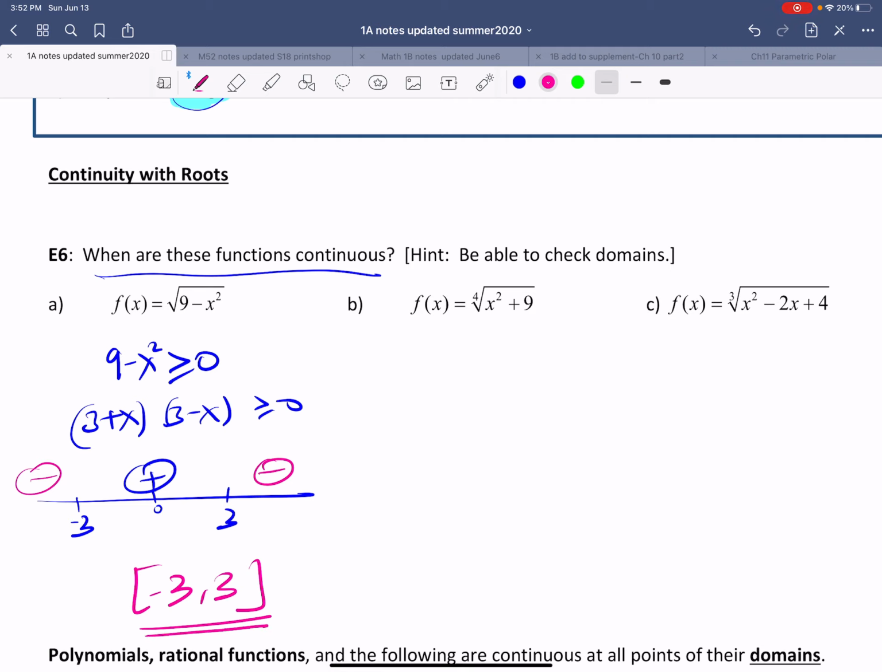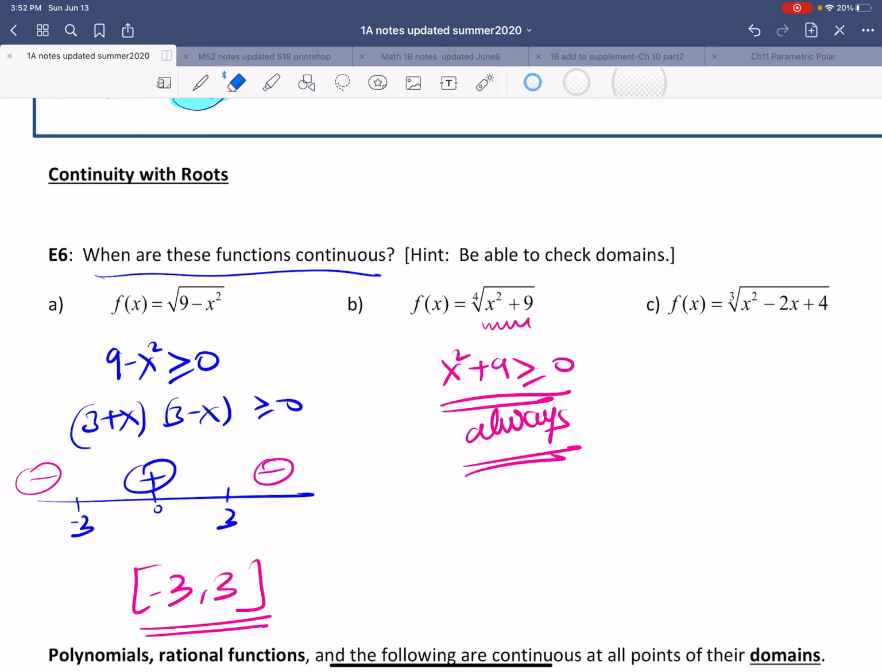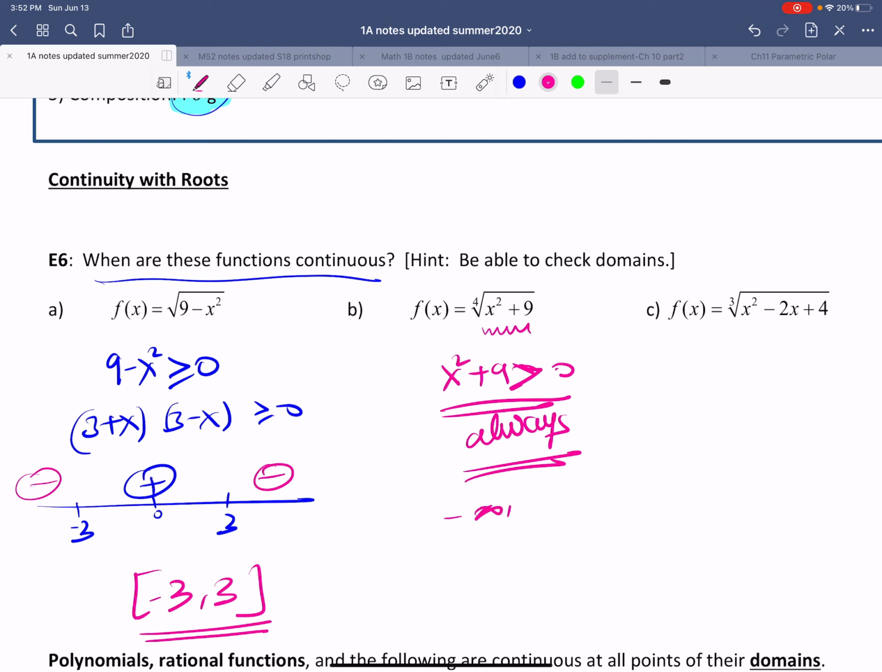Is negative 3 and 3 okay? Yes, because that's going to leave me with a 0 inside the radical, and 0 inside the radical is fine. Square root of 0 is a real number. It is 0. Next, we have the 4th root of x squared plus 9. The x squared plus 9 is never going to be negative. It cannot even equal 0. So it's always greater than 0, because you have added 9 to whatever x you plug in, and when you square it, it becomes positive. So your domain here would be negative infinity to positive infinity.